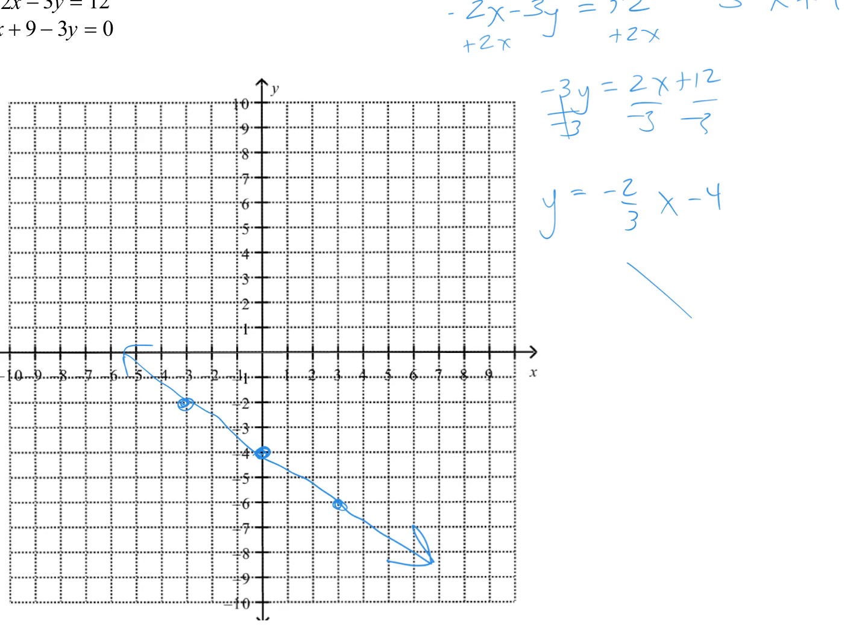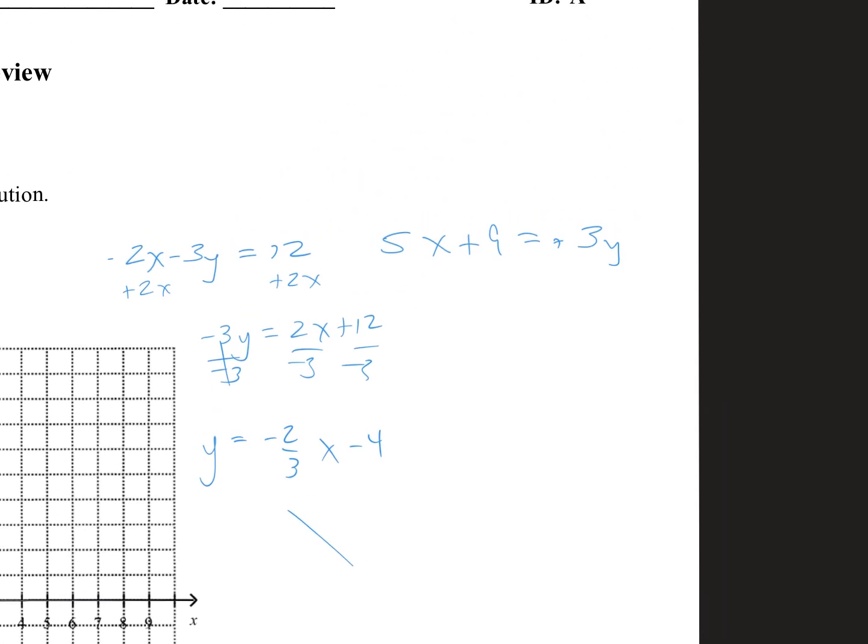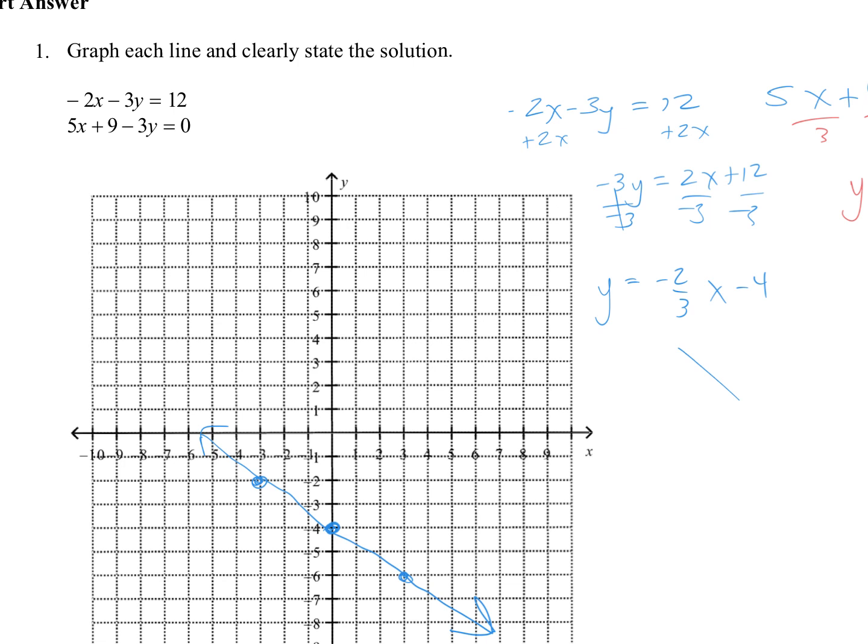So then our second equation, we're going to do the same thing. I'm going to divide everything by 3. You guys with me on that? So I have y equals 5 over 3x plus 3. So this is telling us that our y-intercept's at positive 3. It's a positive 5/3, that means your line is going upwards. So 1, 2, 3, 4, 5, over 1, 2, 3.